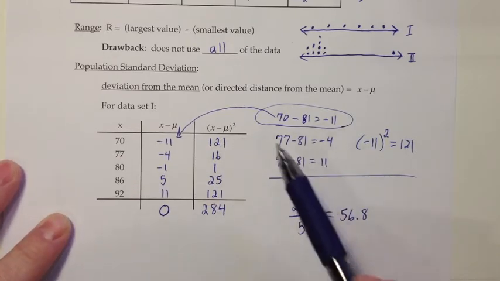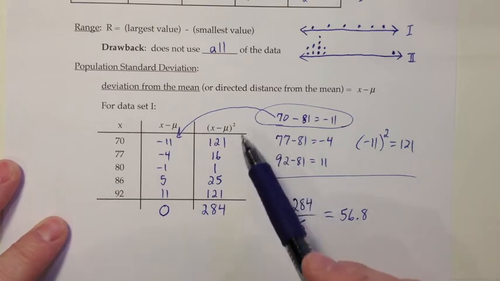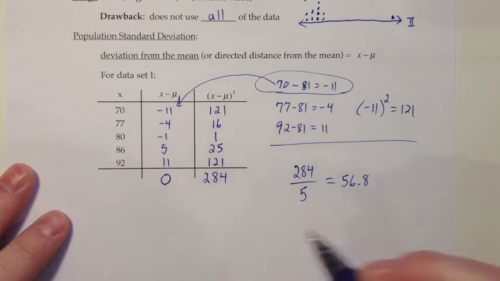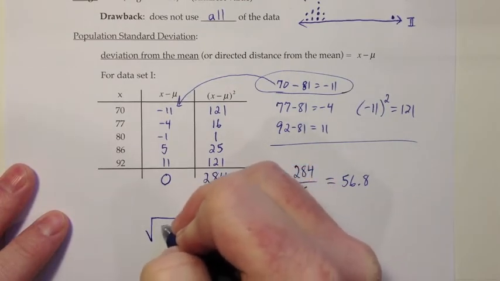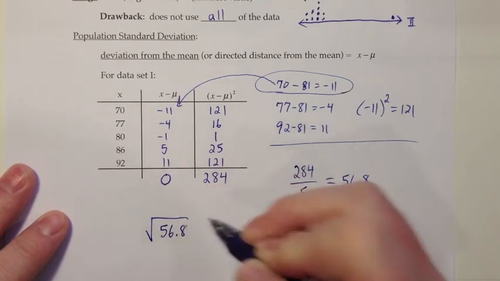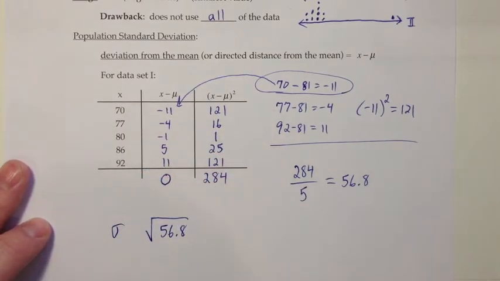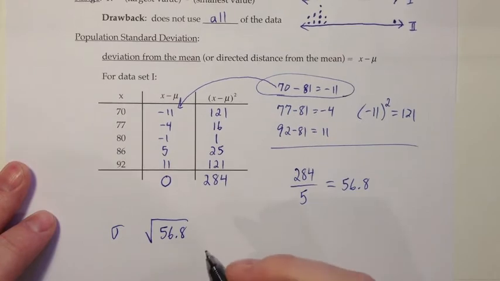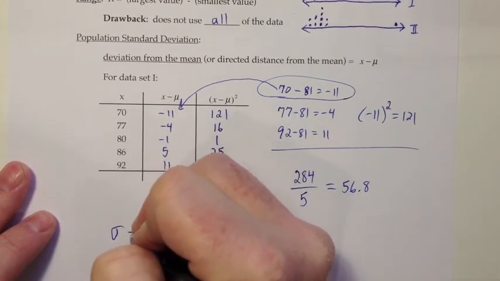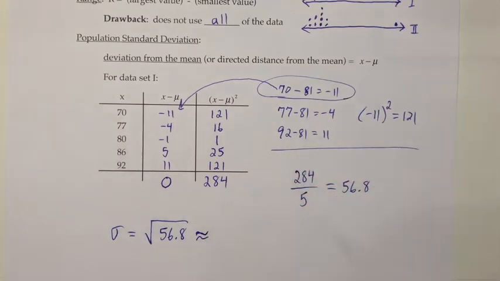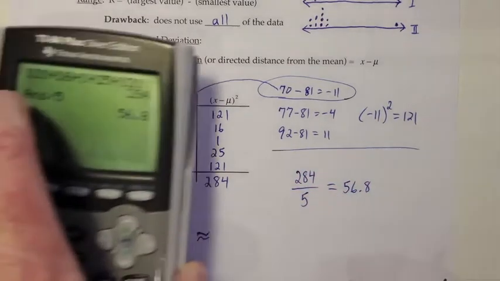So what we're going to do to get rid of this kind of growth we got is do the opposite of that squaring, and we're going to end this process by taking a square root. So we're going to take the square root of that 56.8. This is going to be our population standard deviation. The symbol for that is the lowercase Greek letter sigma, so I'll put that in there. And it's going to be the square root of 56.8, which I'm sure will be messy, so I'll put an approximately equal on that, and let's see how that turns out.